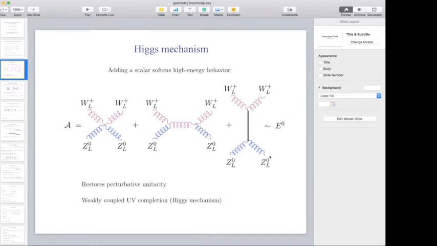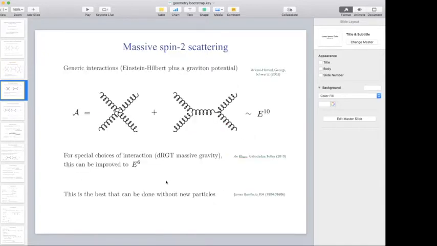Okay, so we can ask the same question about higher spin. Let's consider massive spin 2 scattering. If I have some kind of generic massive spin 2 theory, like Nima and Georgi and Schwartz considered back in 2003, you write down the Einstein-Hilbert action plus some generic potential for the graviton. What you'll find is that the high energy scattering of the longitudinal modes of the massive spin 2 now grows with energy like E to the 10th. It's a very bad high energy behavior.